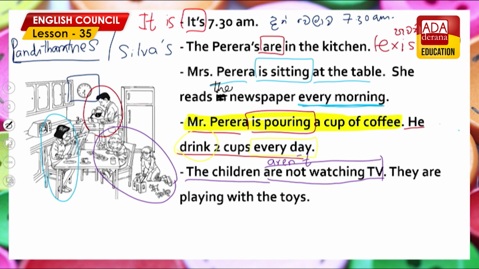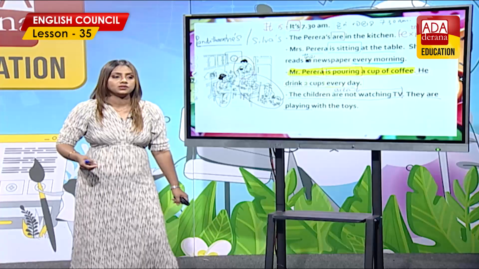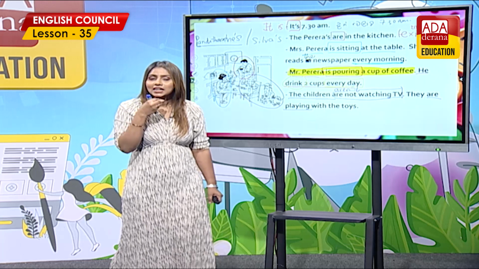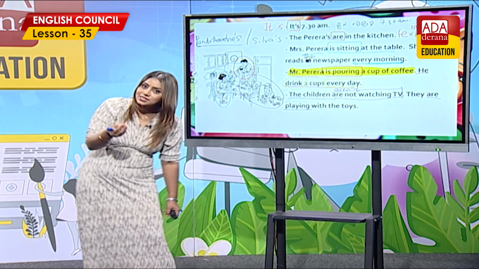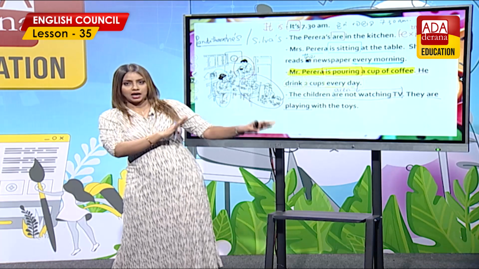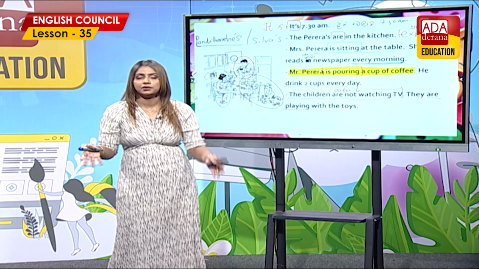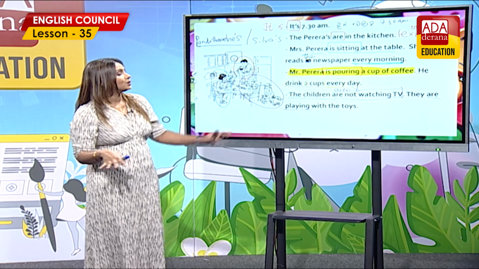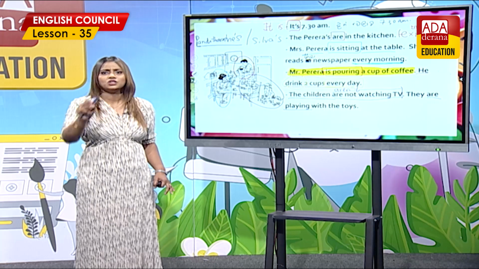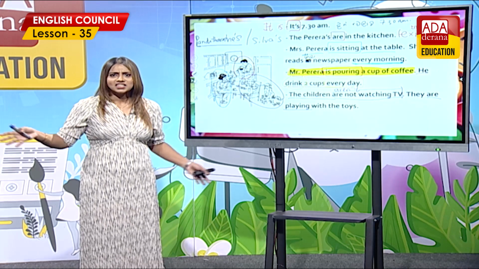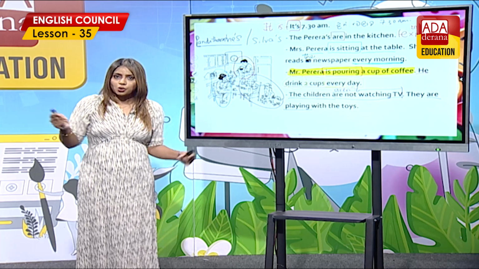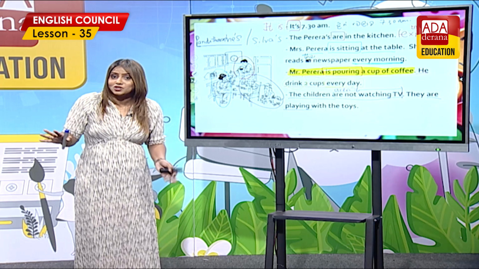Then what are they doing? They are playing with the toys. They are playing at the moment. So you don't have to say at the moment, because when you say they are playing with the toys, it implies that they are playing at the moment, or this is temporary, not a repeated action. Right? Okay. So they are playing with the toys. They aren't watching TV, or eating, or talking to each other. They're just playing with the toys.